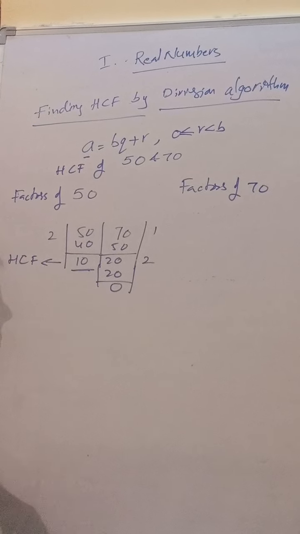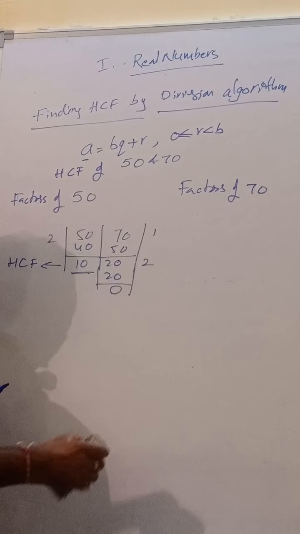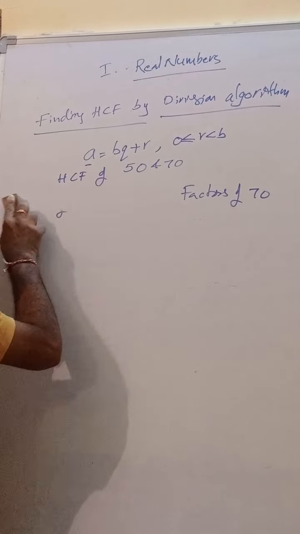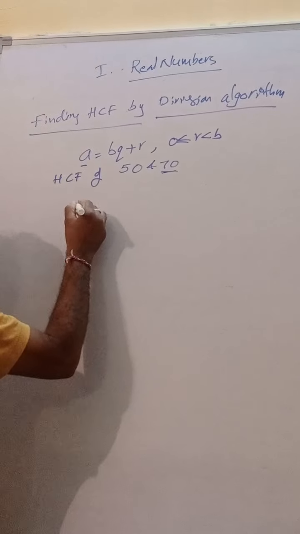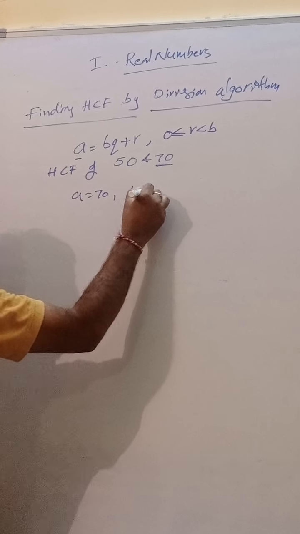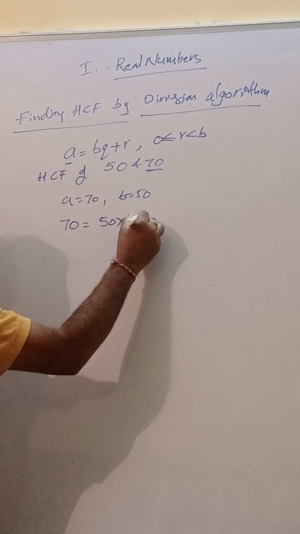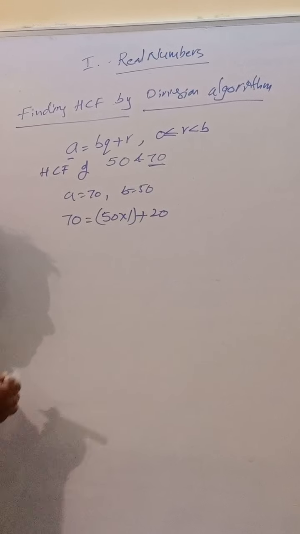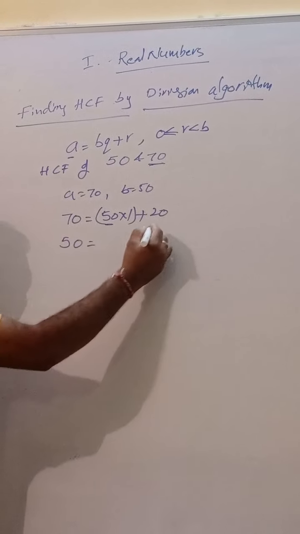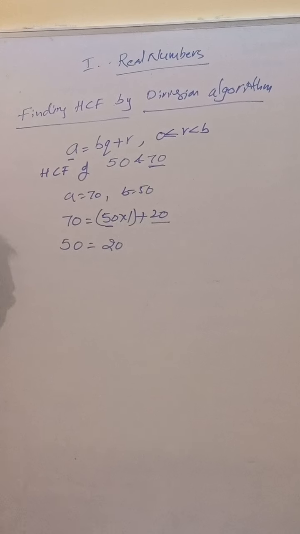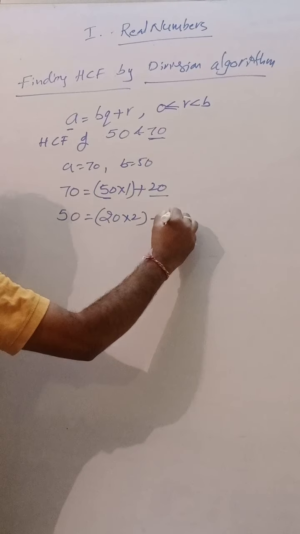Now, with the help of the division algorithm, A = BQ + R, where 0 ≤ R < B, how can we find this? Simply, take the maximum number: A is 70, B is 50. From this algorithm, 70 = 50 ones are 50, plus the remainder 20. In the next step, the previous divisor becomes the dividend. 50 equals, we should divide with the remainder, 20 twos are 40, the remainder is 10.